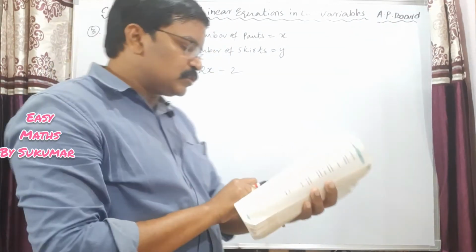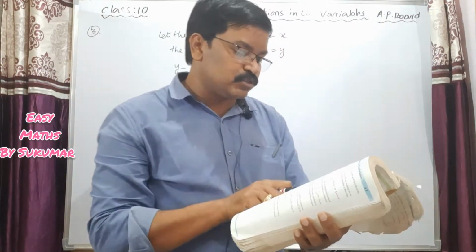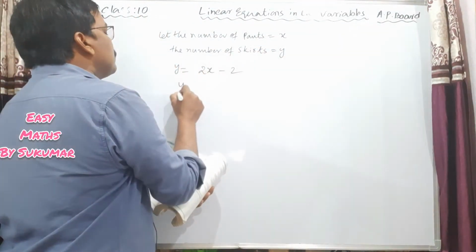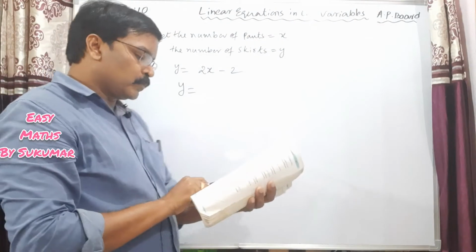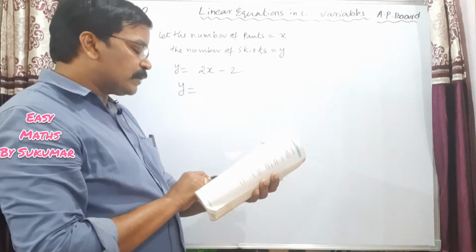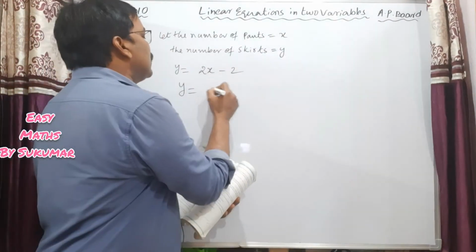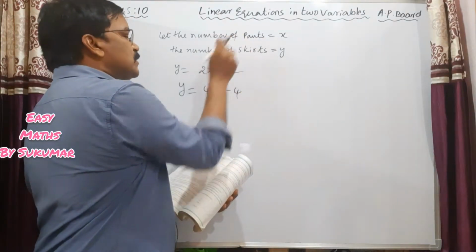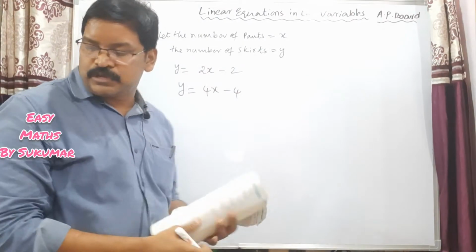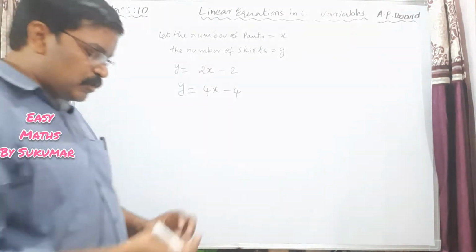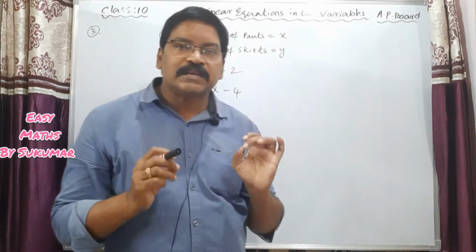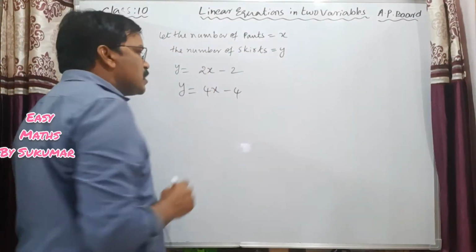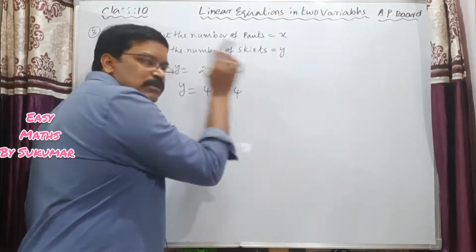Okay. Now coming to the second equation, second case, my dear students, also the number of skirts is equal to 4 less than 4 times the number of pants. That means 4 less than means minus 4. 4 times the number of pants purchased means 4x minus 4. So here the two equations we get, two independent linear equations we got here. What is the first one? y is equal to 2x minus 2.